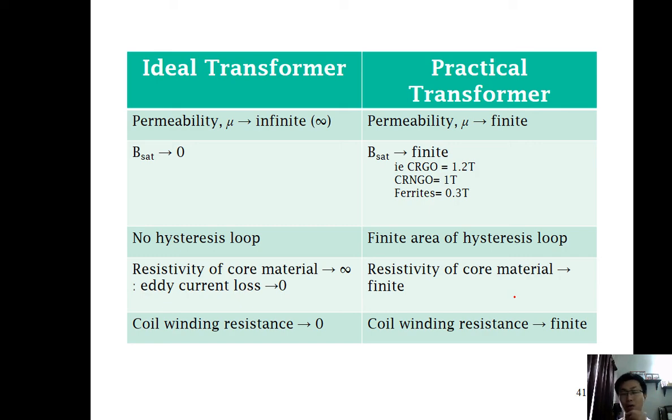Just a comparison. What we have talked about is the ideal transformer and also the practical transformer. Let's compare one by one. For the ideal transformer, mu goes to infinity. For the practical transformer, mu is a finite value. It has some value. For the ideal transformer, when mu is infinity, saturation will be 0. For the practical transformer, the saturation will be some value. For the ideal transformer, no hysteresis loop. For the practical one, a finite area will have a hysteresis loop.